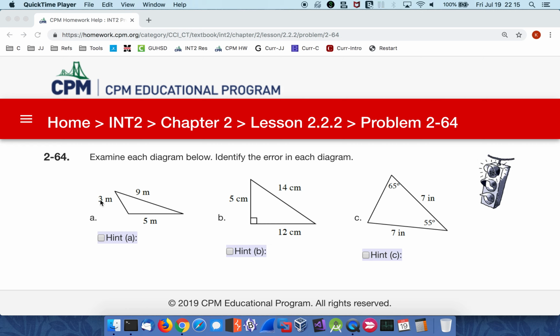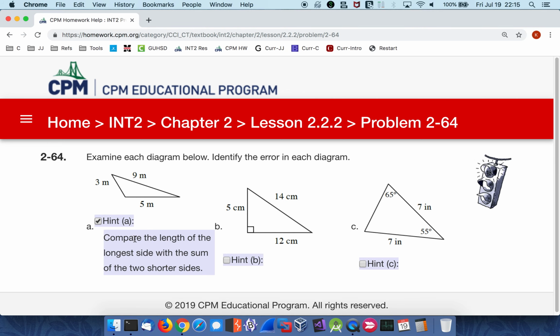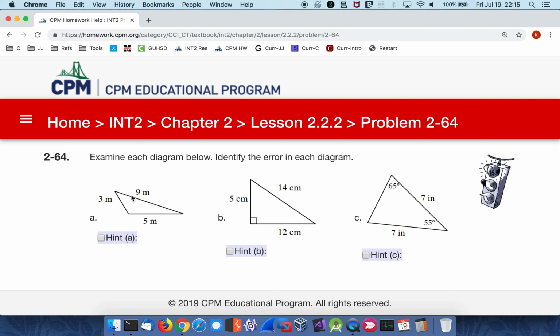9 plus 3 is 12, so that's bigger than 5. 9 plus 5 is 14, which is bigger than 3. But 3 plus 5 is 8, which is not bigger than 9. So not a triangle. Let's see what they say. Compare the length of the longest side with the sum of the two shorter sides. Yep. So they're kind of hinting at that triangle inequality. So remember the triangle inequality.